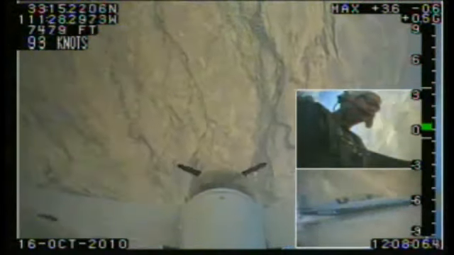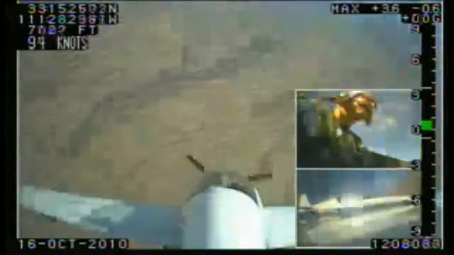Nose low, disconnect, push, power, rudder, roll, one.